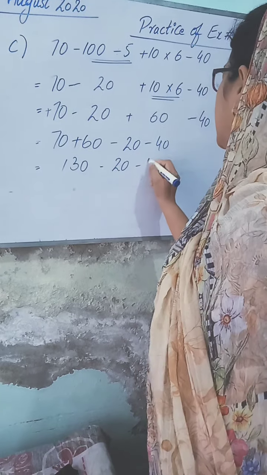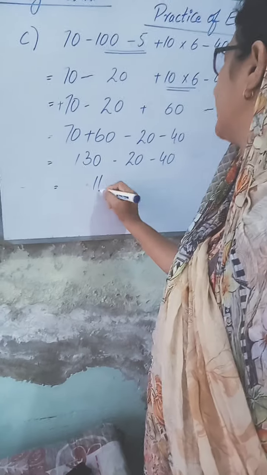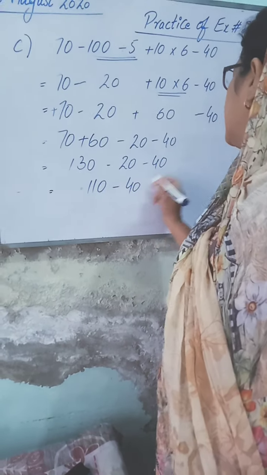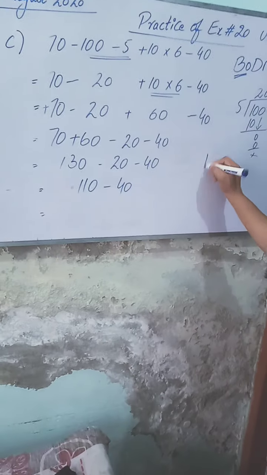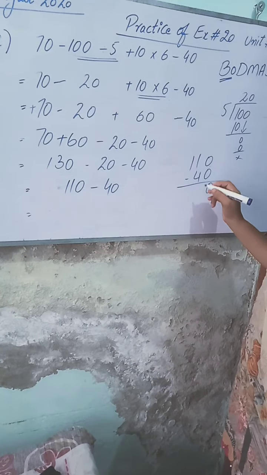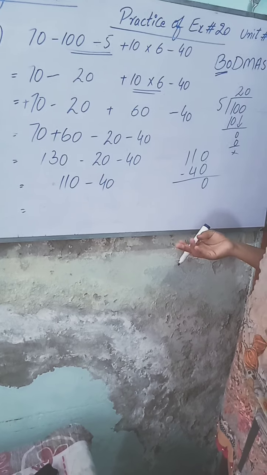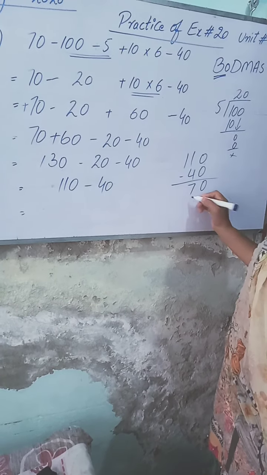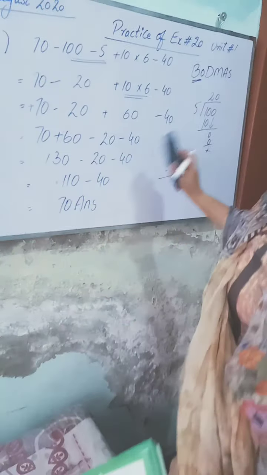Minus 20 and minus 40. Now you will minus these two numbers, the answer is 110 and minus 40 is as it is. Now again minus these two numbers, 110 minus 40. 0, 11 minus 9... 5, 6, 7, 8, 9, 10, 11. There is an answer of 7. So the answer is 7. I hope, students, you will solve it by yourself very easily.